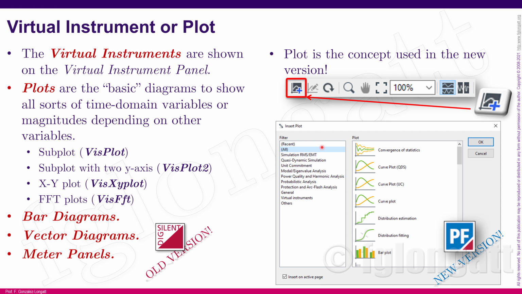If you are running simulations, RMS and EMT, you can select this one, and from there you can select if you want to use, for instance, a subplot, XY, or if you want to use any other kind of plot. Okay, you can use any kind of plot inside Power Factory. In fact, Power Factory is so powerful that it also allows you to do, for instance, frequency processing like FFT, fast Fourier transformation, and also if you want to do some other kind of studies.